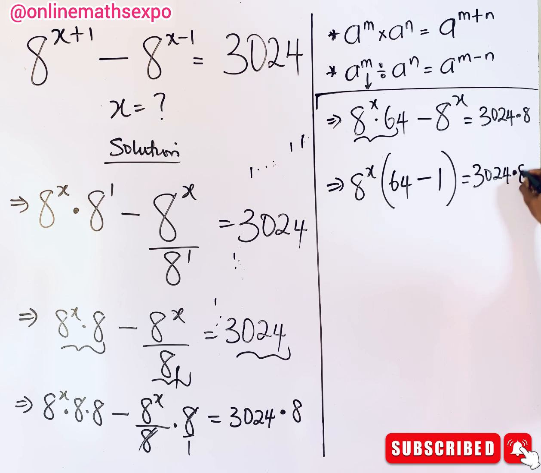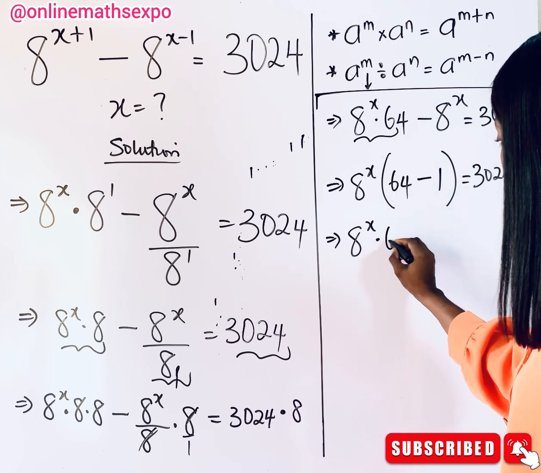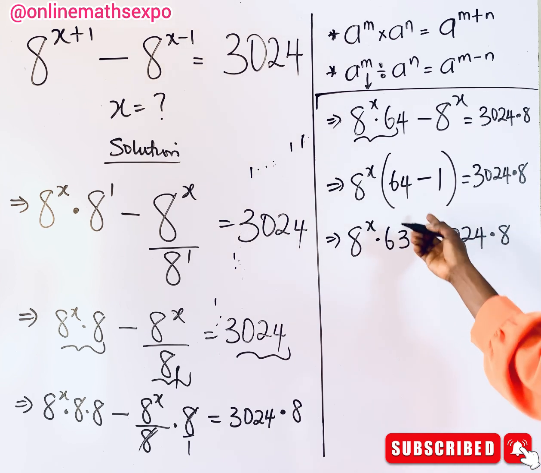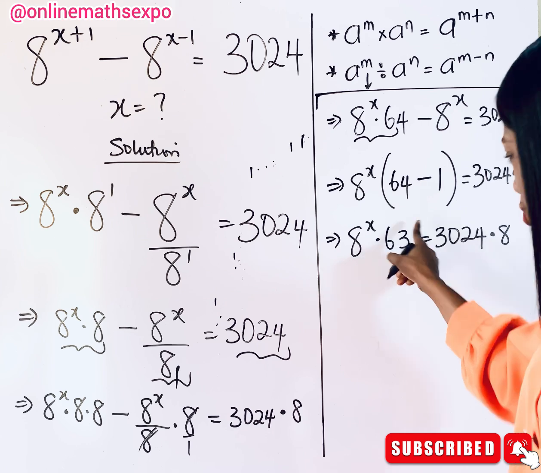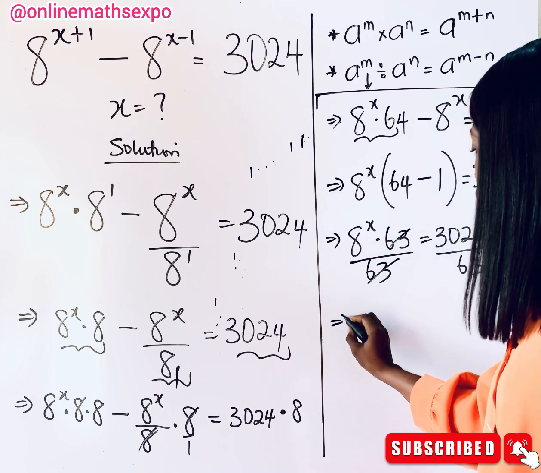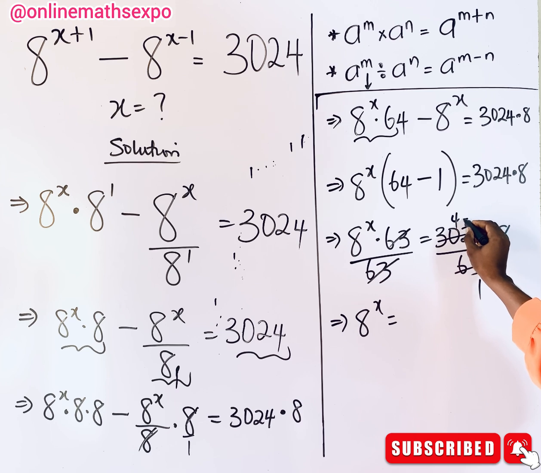3024 multiplied by 8. So what do you do again? This gives us 8 to the power of x. If you subtract this, it gives you 63 is equal to 3024 multiplied by 8. So remember it's multiplication, so just divide both sides by 63. And if you do that, you are going to have 8 to the power of x is, now 63 divides itself, 1. If you divide 302, it gives us 4, okay, 4 remaining 50.